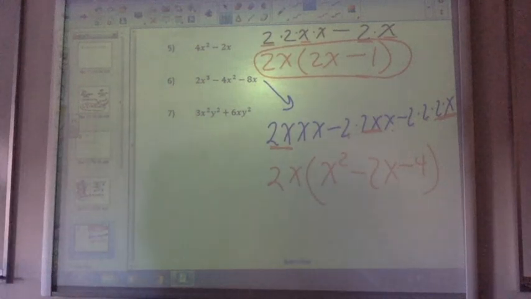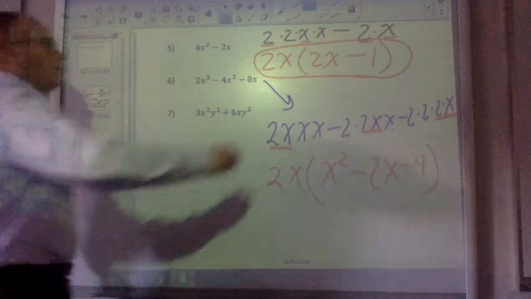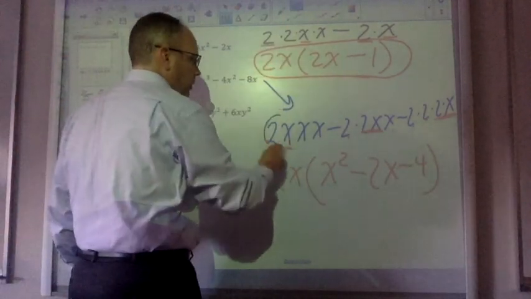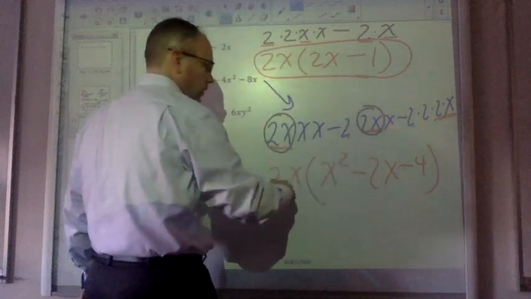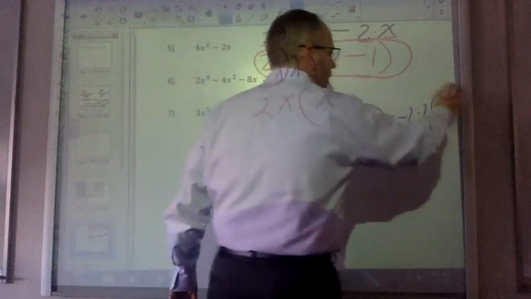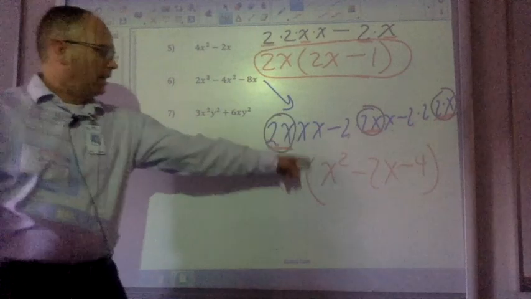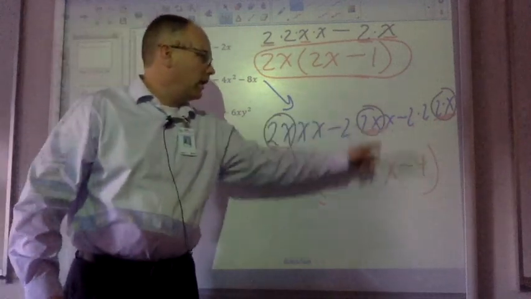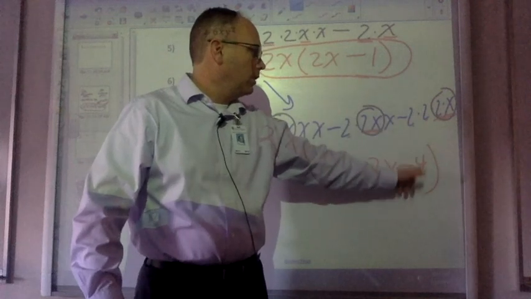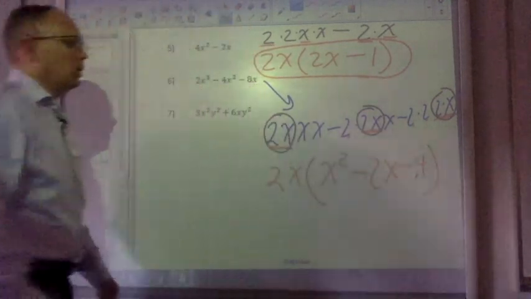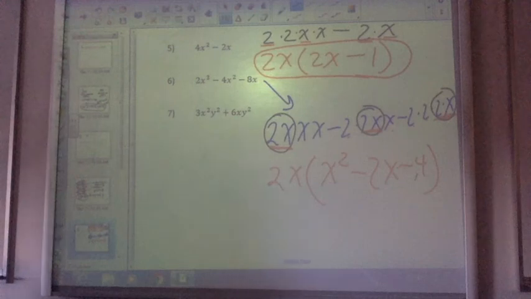What other x? Because what I did is I took out an x. I took a 2x out. That's there. I took a 2x out. That's there. And I took a 2x out. So what do I have left? I have x times x, which is x squared. Negative 2x over 2x is negative... negative 2x. Negative 2 times 2, which is negative 4. You're just undoing.